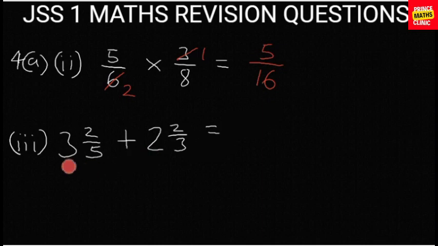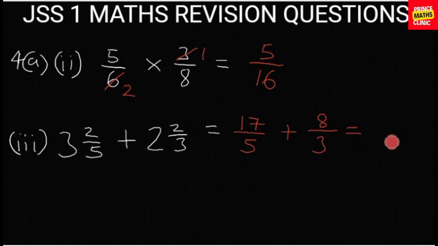Then let's convert each of them to improper fractions. So 5 times 3 is 15. 15 plus 2 is 17. So we have 17/5. Then plus, then 3 times 2 is 6. 6 plus 2 is 8. So I have this as 8/3. So the next thing to do is to look for the LCM. And the LCM there is 15.